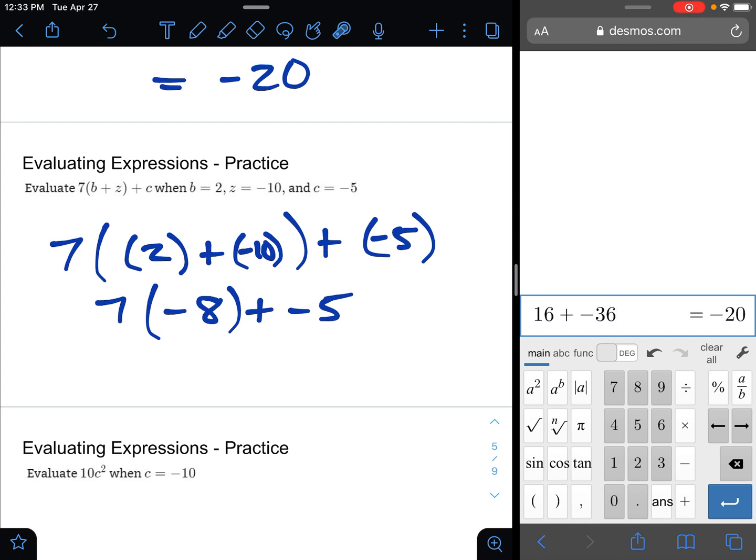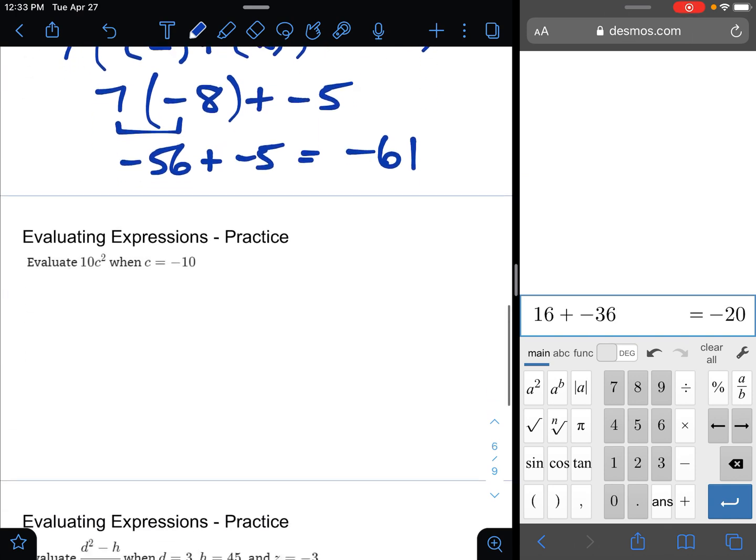I dropped those parentheses because I don't really need those anymore, because there's nothing being done to the negative 5 besides just adding. There's no multiplication being done. We multiply these two first, which is negative 56, and we add on the negative 5, which is negative 61.